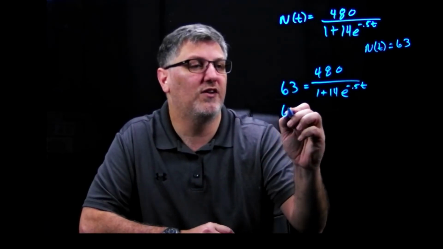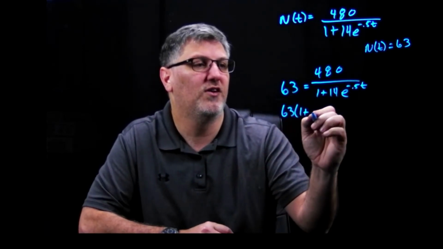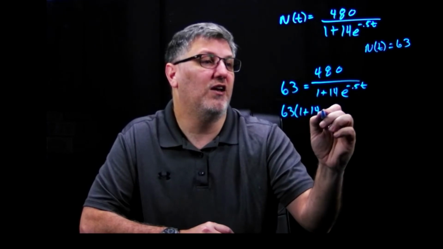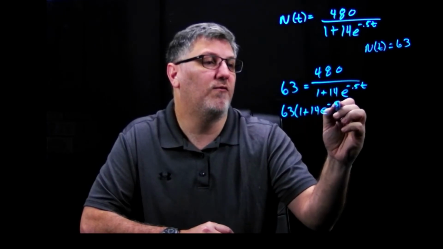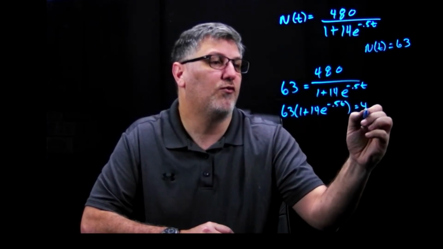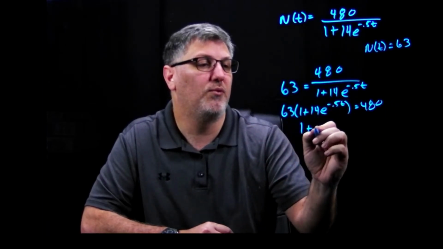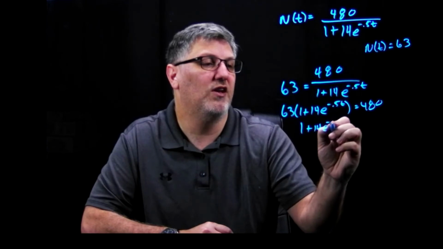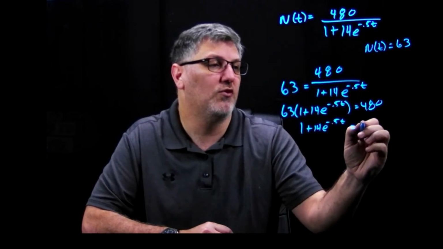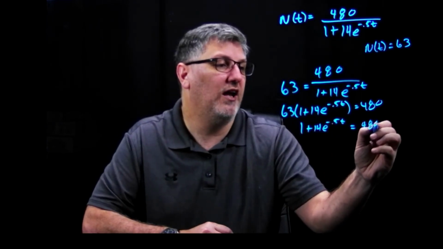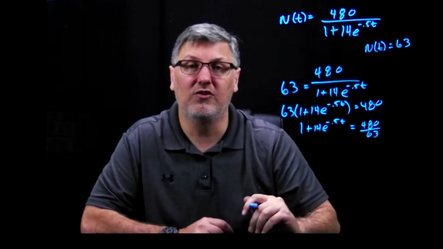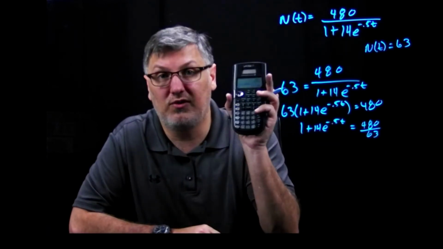so that's what I'm going to do. I'm going to get 63 times (1 plus 14e to the negative 0.5t) equals 480. I'm now going to divide both sides by 63, and I've got 1 plus 14e to the negative 0.5t equals 480 divided by 63. I'm not even looking to reduce because I know I'm going to have to put this in a calculator, and a calculator doesn't care if it's reduced or not.